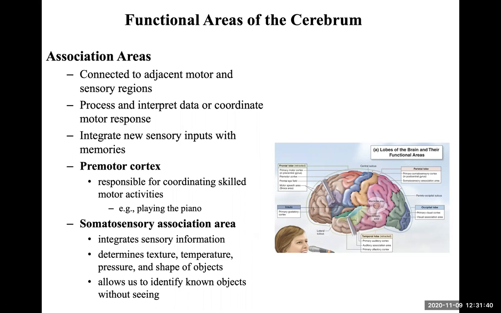So if you damage your somatosensory association area, what happens is you lose the ability, just like what we were talking about with the premotor cortex, to put things in context. And so you lose the ability to integrate that new information coming in, in this case, with other experiences you've had about similar types of sensations.